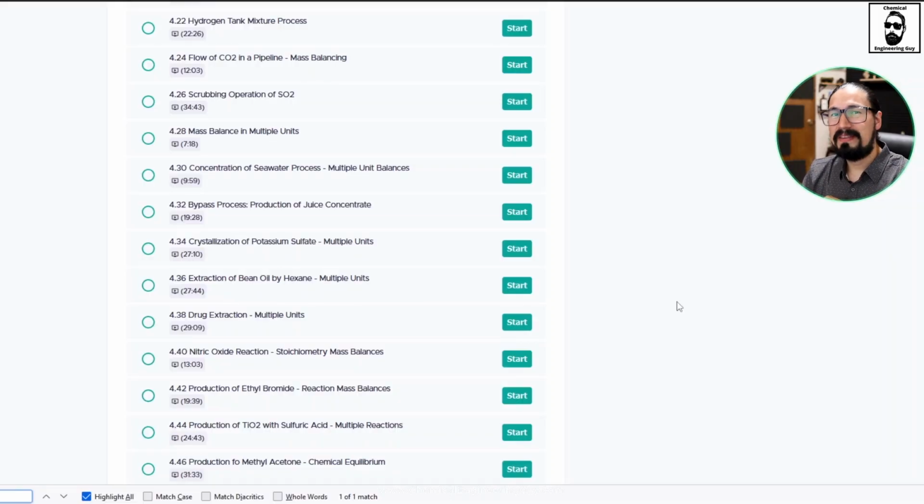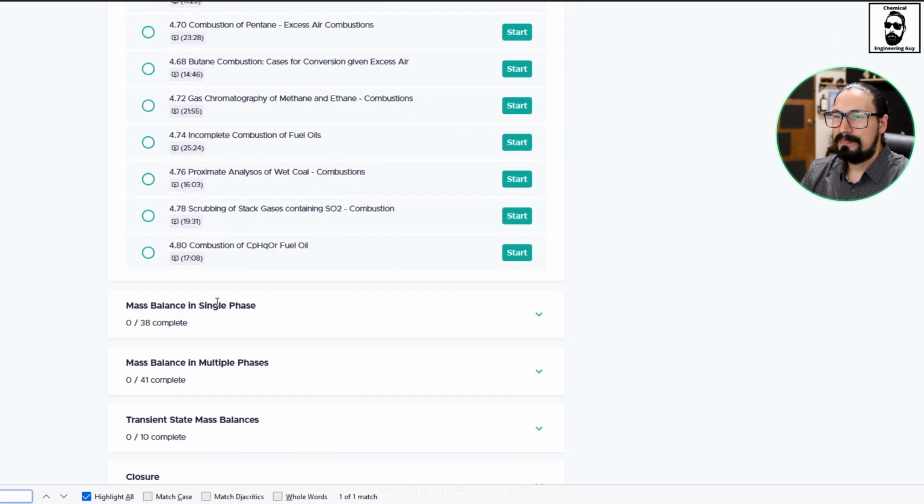If you want to check out a bypass process, you can find it here. If you want to check out a recycle process, you can do it here. If you want to verify for yourself a purge process, you can do it right here in section number 2. So as you can see, you will find a lot of practice problems depending on the topic that you want to search. Now, the second main block will be single phase.